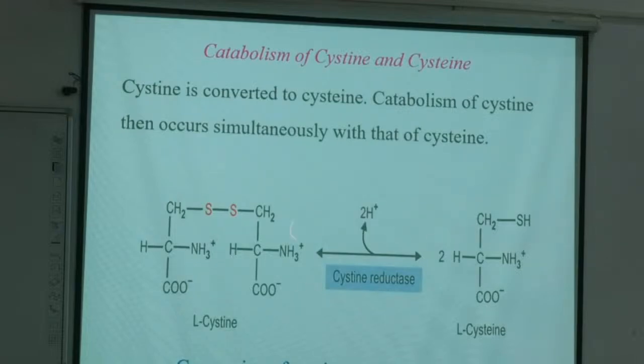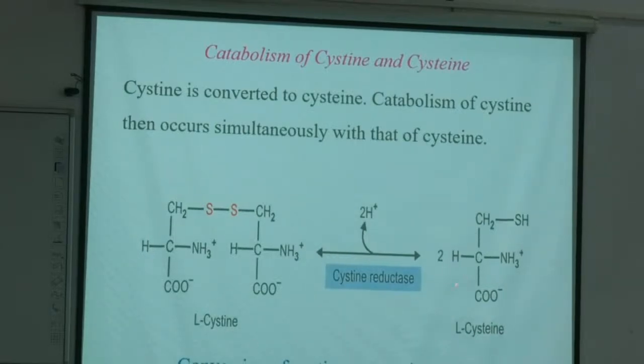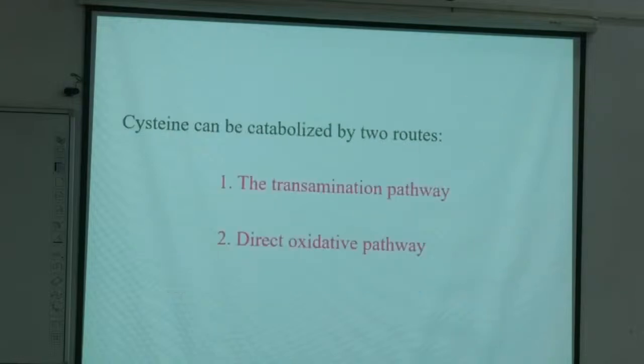Students, see this. With the help of the enzyme cysteine reductase, there is a formation of cysteine. So for the formation of cysteine, what is required? 2 molecules of cysteine. Okay, it is an interconvertible reaction. For this reaction, what do we require? We require cysteine reductase, and cysteine can be catabolized by two routes. I can mention here directly.